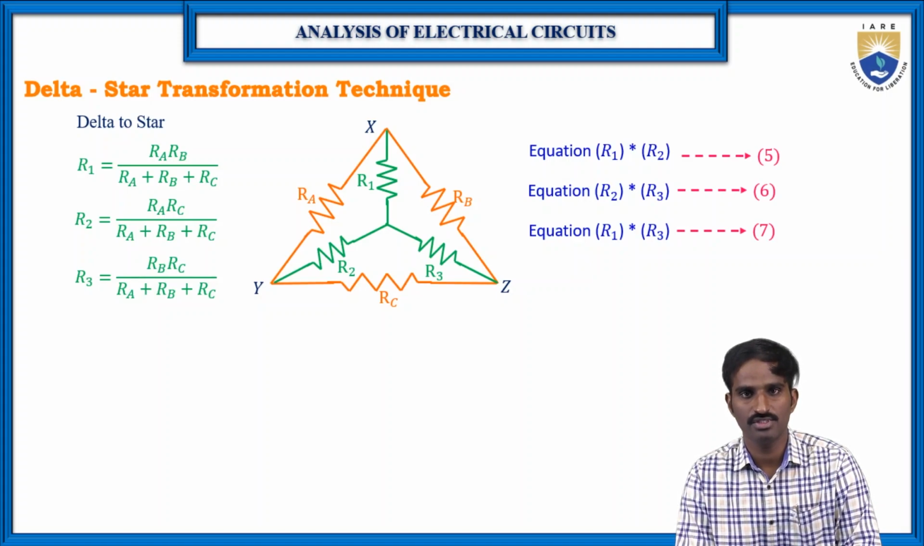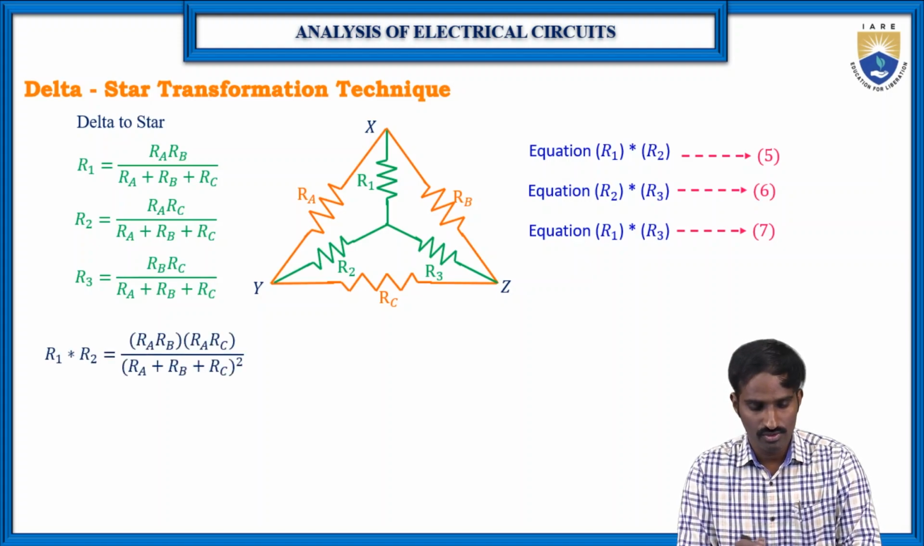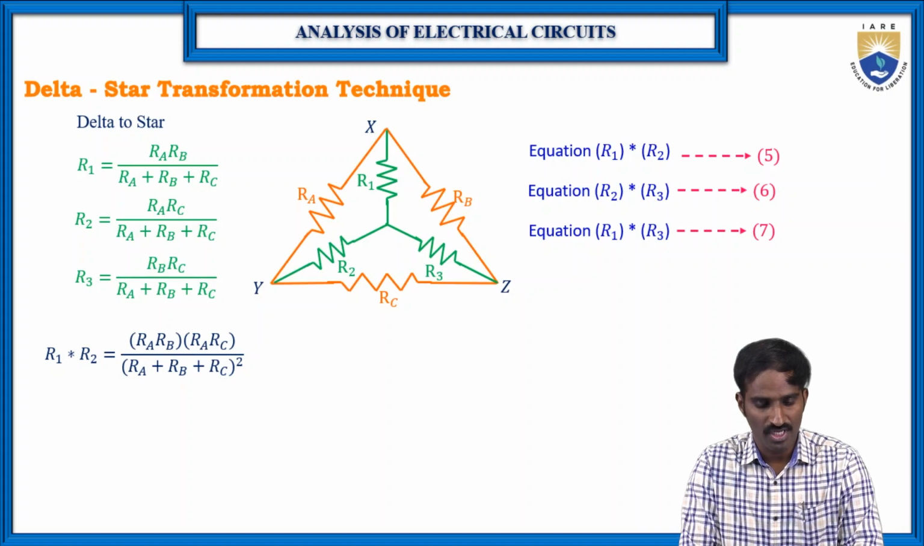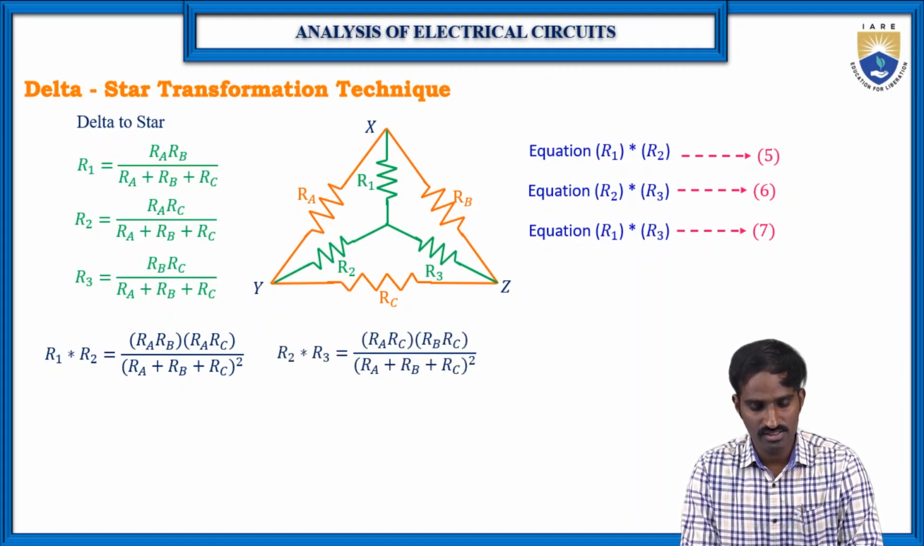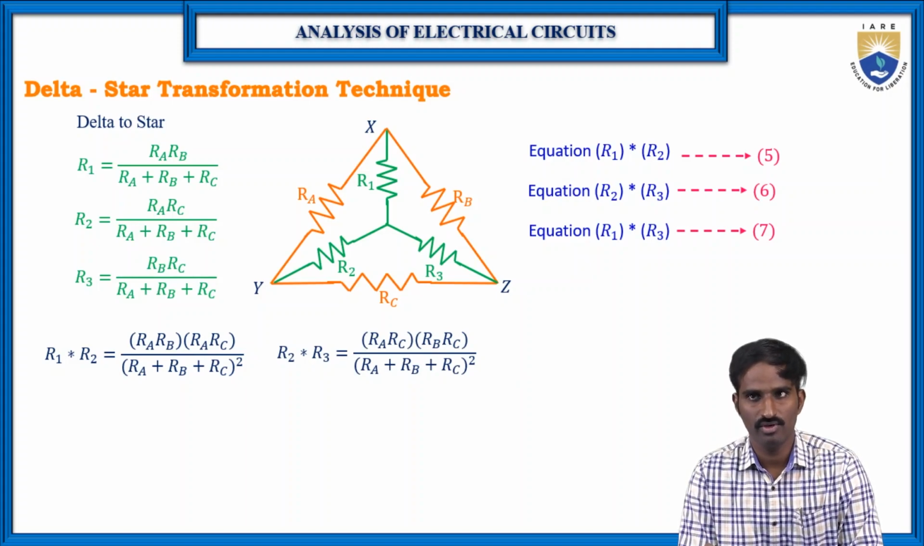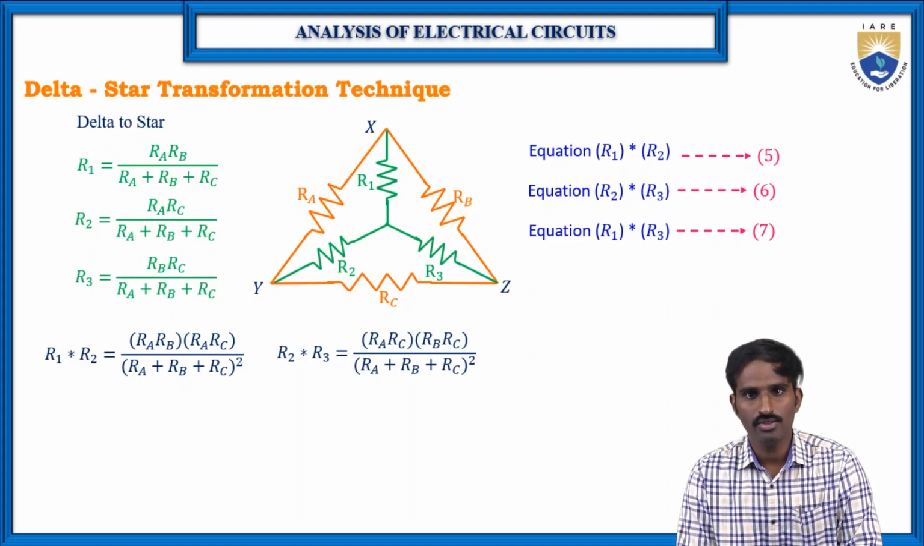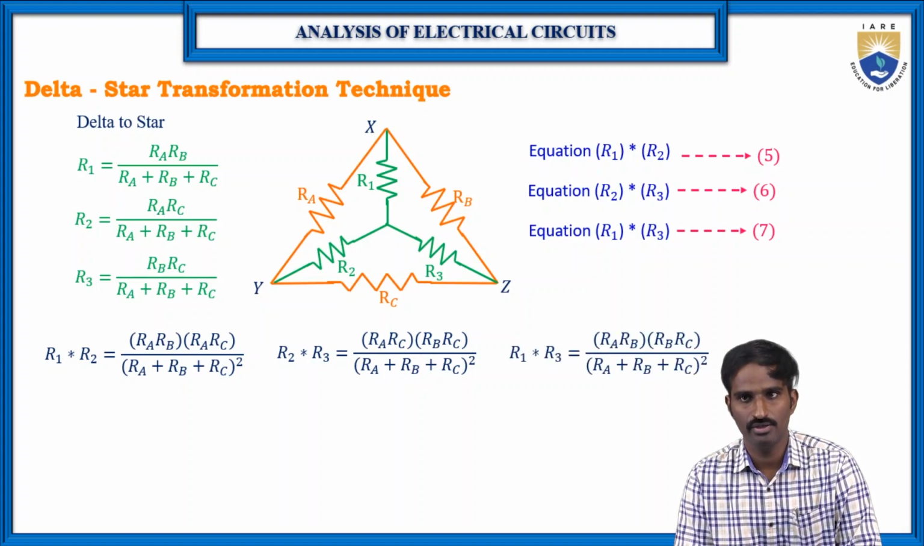If you get the equation by multiplying R1 and R2, let us consider that equation number 5. Here R1 is RA RB by RA plus RB plus RC, and R2 is RA RC by RA plus RB plus RC. So RA RB into RA RC by RA plus RB plus RC whole square. This is equation number 5. Then R2 into R3, let us consider this equation number 6, and similarly R1 into R3, let us consider this equation number 7.